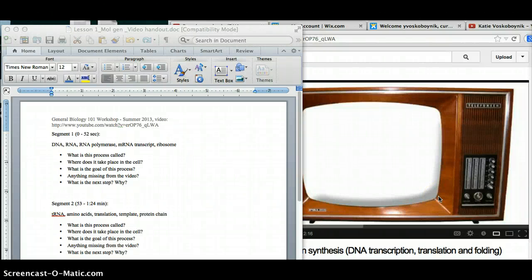Hi everybody, this is lesson 1. I think this is my favorite lesson from the ones that I'm presenting to you. This lesson is on the central dogma.